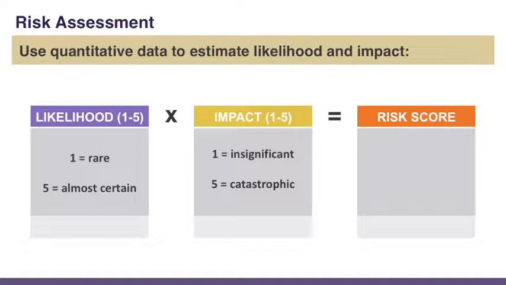So you estimate likelihood by using a scale from 1 to 5, where 1 is equal to rare and 5 is almost certain. You estimate impact by using a scale from 1 to 5, where 1 is insignificant and 5 is catastrophic. And you multiply likelihood and impact to produce a risk score.